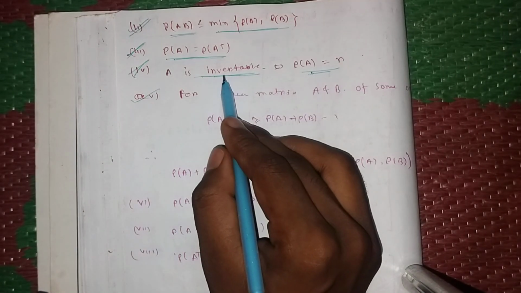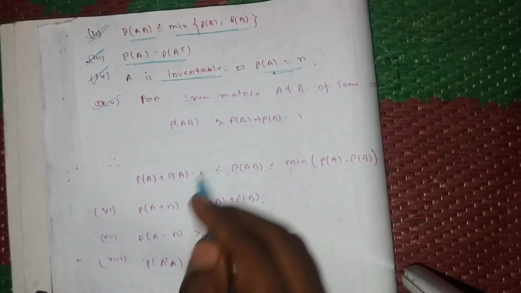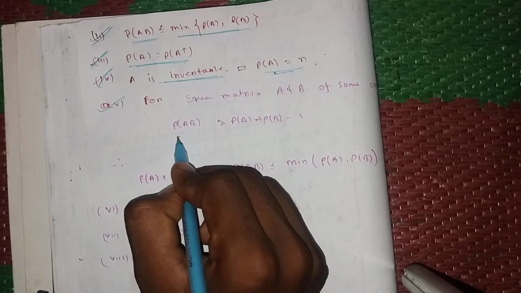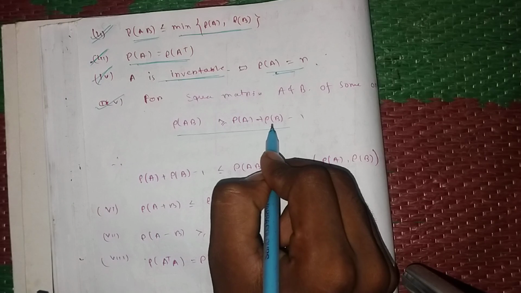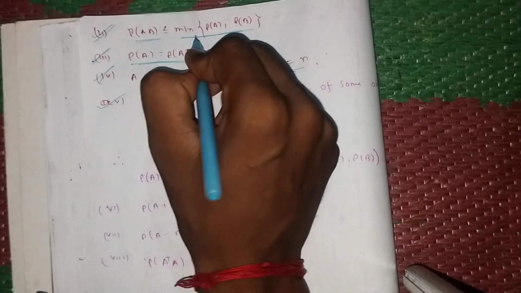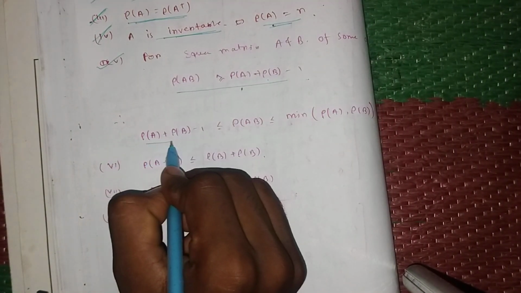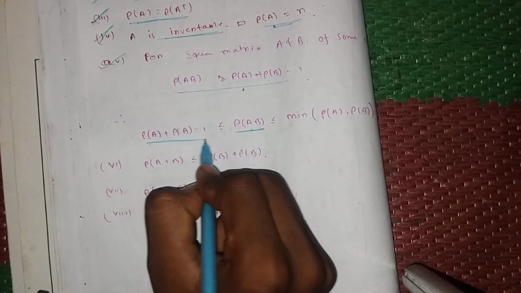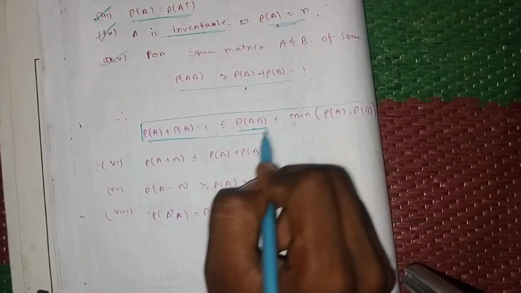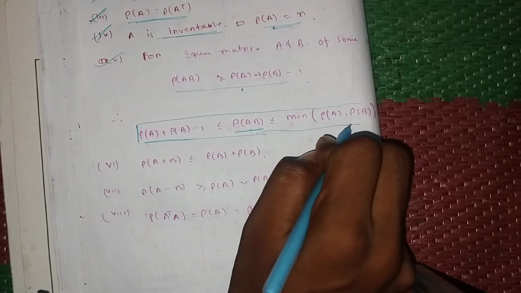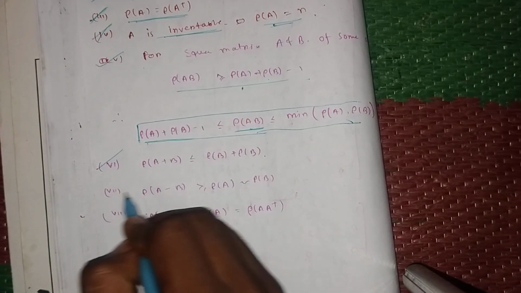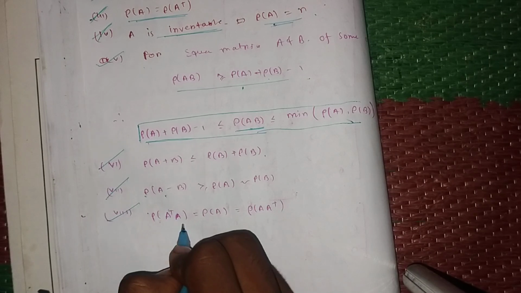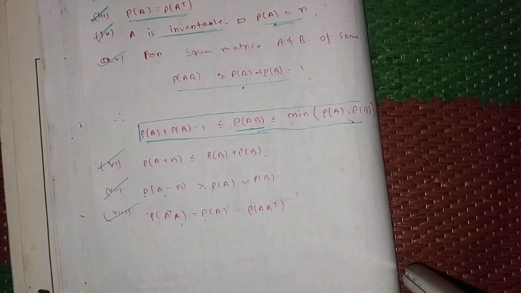Or you can say if the determinant is non-zero, then rank of A equals n, since it is an if and only if condition. For square matrices A and B, rank of AB is greater than or equal to rank of A plus rank of B minus n. So by this and the previous condition, rank of A plus rank of B minus n is less than or equal to rank of AB, which is less than or equal to the minimum of rank of A comma rank of B. And also rank of A plus B is less than or equal to rank of A plus rank of B, rank of A minus B is greater than or equal to rank of A minus rank of B, and rank of A transpose A equals rank of A equals rank of A transpose.